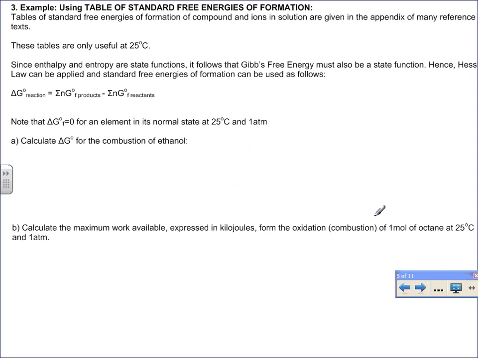Because we have thermodynamic values for delta G naught F's, and because, like enthalpy and entropy, Gibbs free energy is a state function, meaning the process or the pathway that the reaction takes does not matter. All that matters is the initial and final states. We can calculate the delta G naught using the same type of formula where we take the sum of the delta G's of the products and subtract the sum of the delta G's of the reactants.